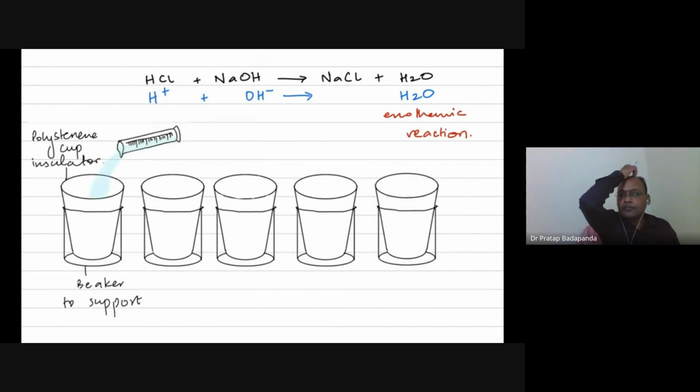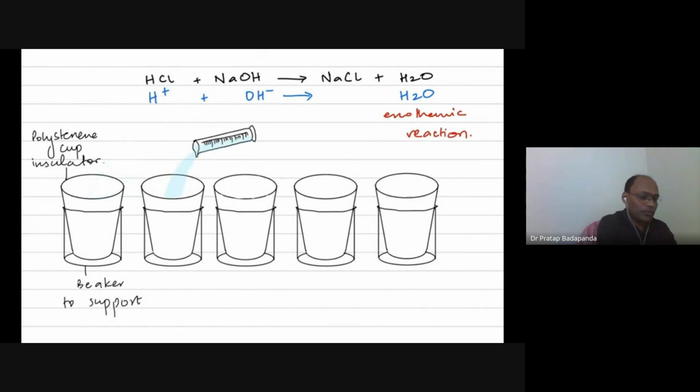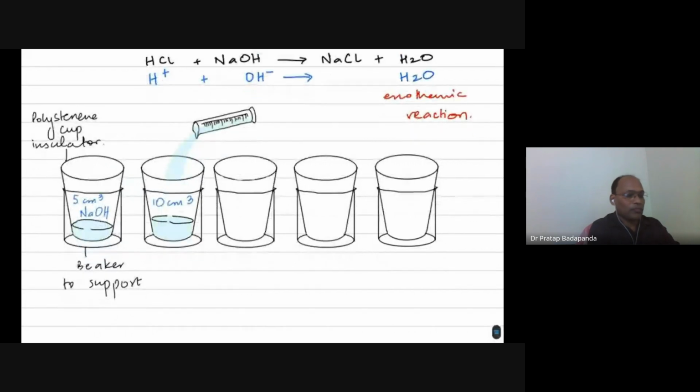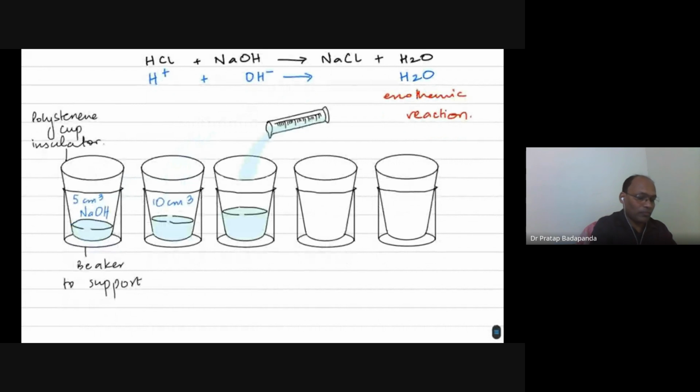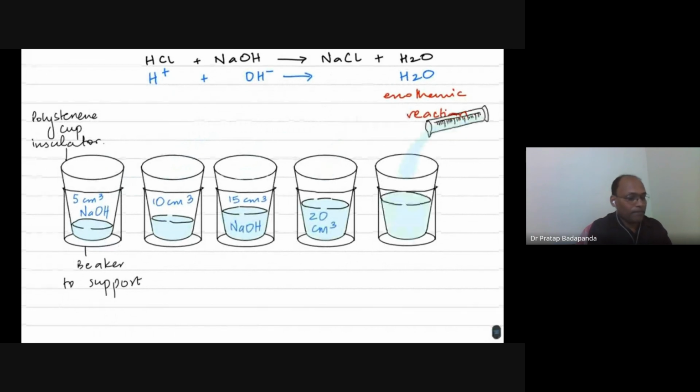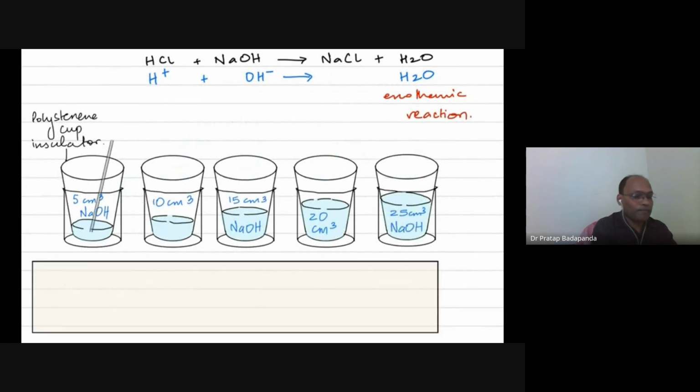It's a good insulator, so I am adding alkali over here. Imagine in the first polystyrene cup I am adding 5 cm³ of 0.100 mol/dm³ sodium hydroxide. In the second cup I am adding more sodium hydroxide, let's say 10 cm³. In the third container I am having 15 cm³ of alkali. In the fourth container I have the same concentration, but this time it's 20 cm³ of the alkali, and let's say in the fifth container I have 25 cm³ of the alkali.